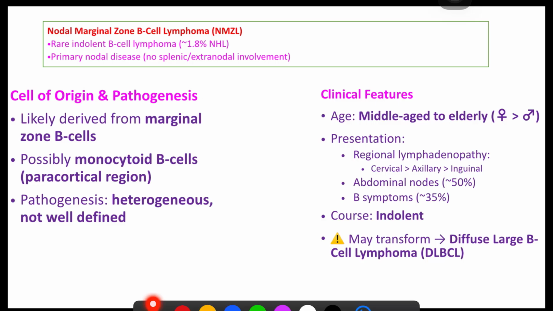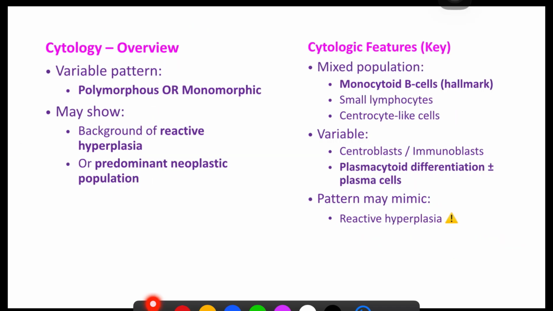presentation shows most commonly cervical, then axillary and inguinal in order. Abdominal nodes are involved in 50% of cases, and B symptoms are present. Course is indolent, and it may transform to diffuse large B cell lymphoma or DLBCL. So, cytologically it is either polymorphous or monomorphic. Background may show reactive hyperplasia, or a predominantly neoplastic population may be seen.